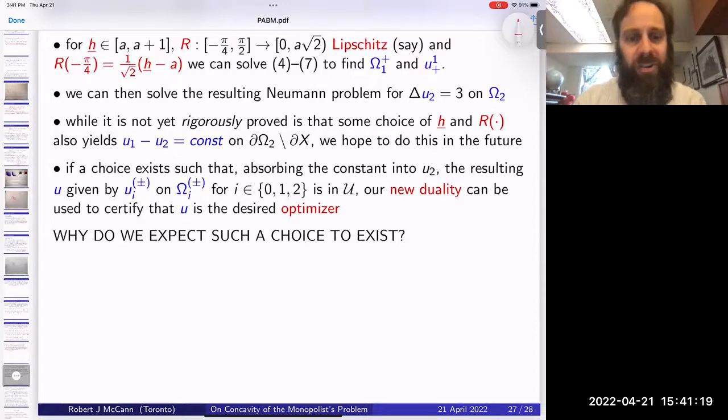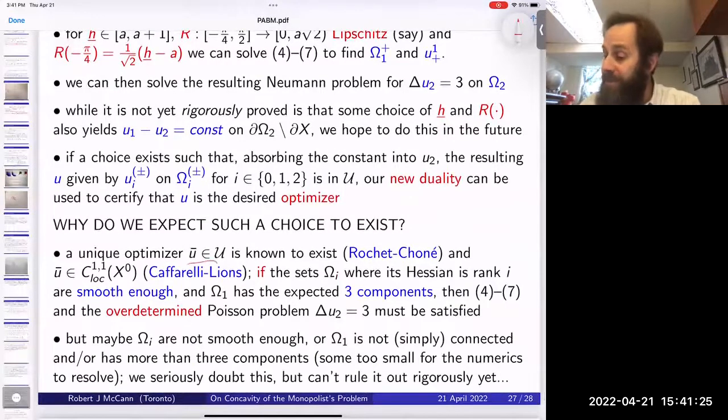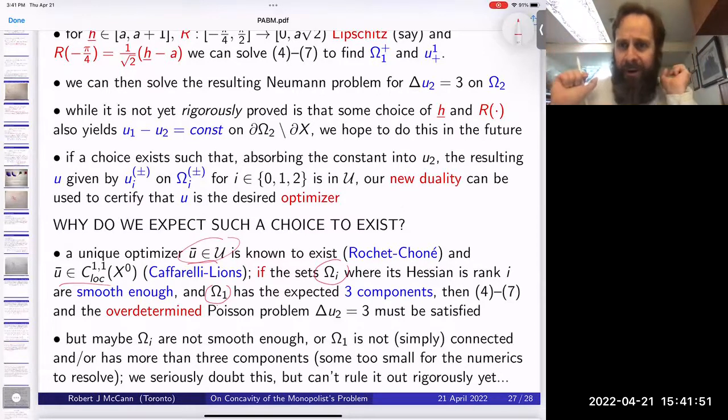Now, why do we think such a choice should exist? Well, basically, if we already know an optimizer exists and is unique and fairly smooth, and if the sets where its Hessian is rank 0, 1, and 2 are smooth enough and really have the topology that I described in the picture, so omega 1 has the expected 3 components, then this solution would give you those choices. And what could go wrong is maybe omega 1 actually has 5 components, and the other 2 are so small you don't see them in numerics, or maybe omega 0 has extra components that you don't see in numerics. So we doubt that that's the case, but we don't have any rigorous argument to rule it out.